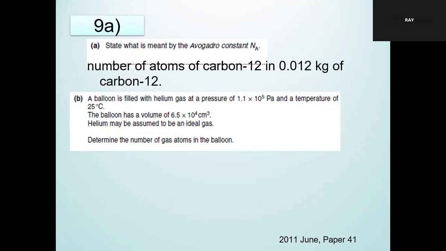A balloon is filled with helium gas at pressure 1.1 times 10 to the power 5 Pascal at a temperature 25 degrees Celsius. The balloon has a volume of 6.5 times 10 to the power 4 cm cube. Helium may be assumed to be an ideal gas. Determine the number of gas atoms in the balloon. Okay, try that. Basically using the formula that I've given you, that's all.